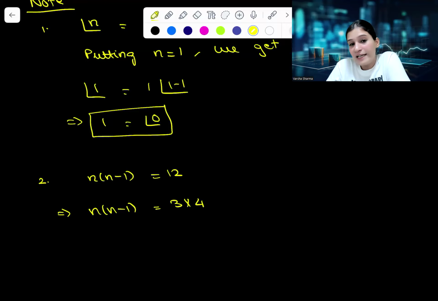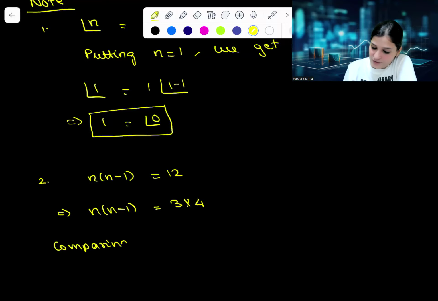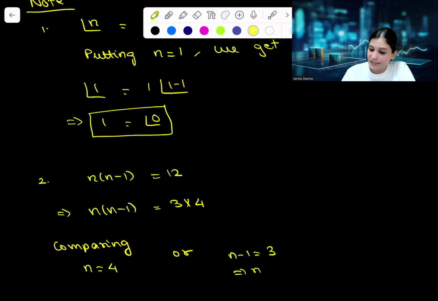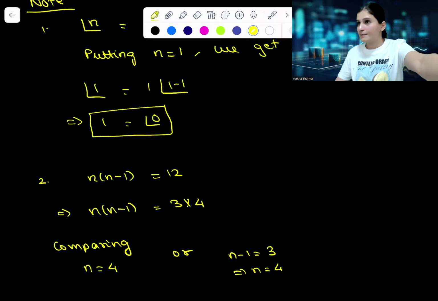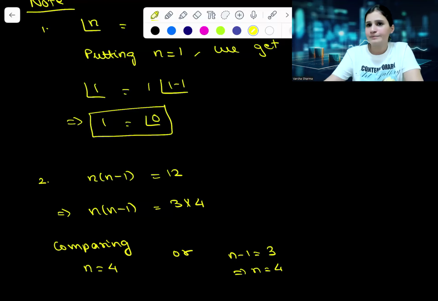So on the left hand side, what is the larger number? N. And on the right hand side, what is the larger number? 4. So n will be 4. You can also compare the smaller one. On the left hand side, the smaller number is n minus 1, and on the right hand side, the smaller number is 3. So from here also I'm getting n equal to 4. You don't need to show both of them. It was just to explain to you that no matter which one you compare, you'll always get the same answer. Okay?